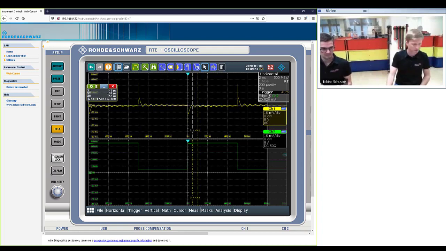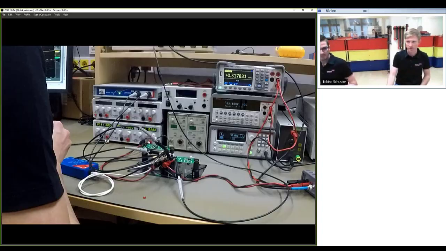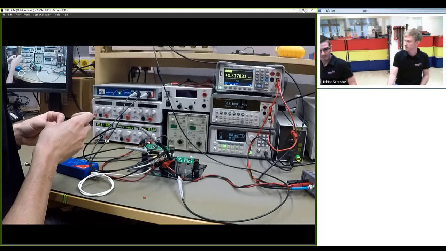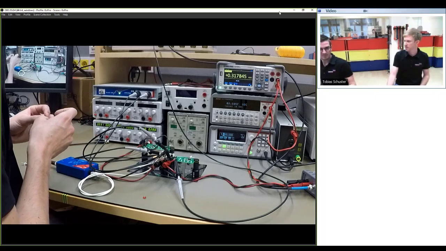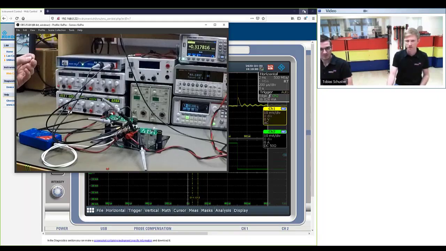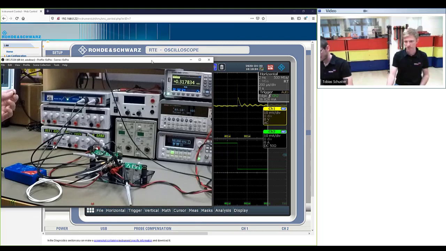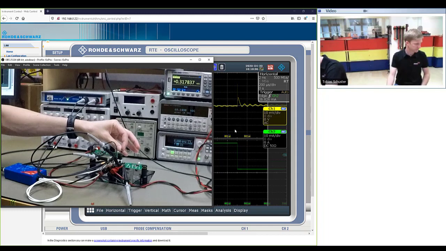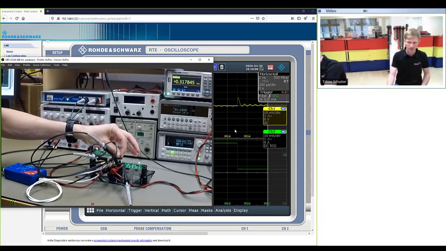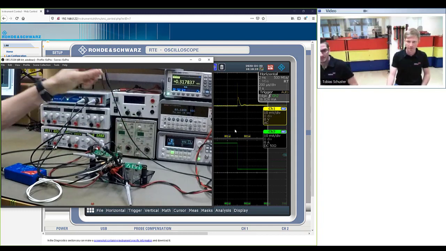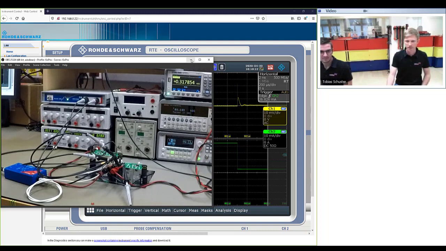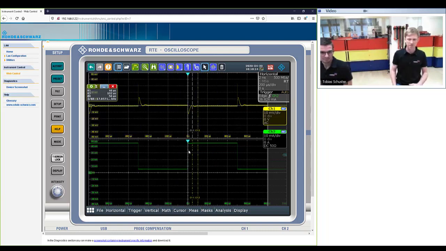I'm going to bring you on screen again. Maybe I can make that not full screen. Is that possible? That we can see the result of the scope immediately. So yeah, you can see the result of the scope in the background. Now we'll use connected. And Tobias is connecting the damping network, and the ringing is now nearly gone.